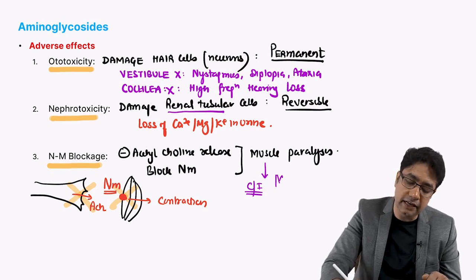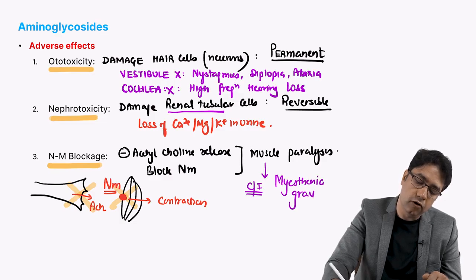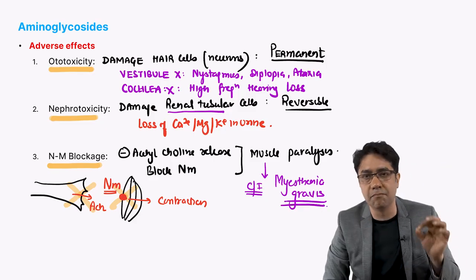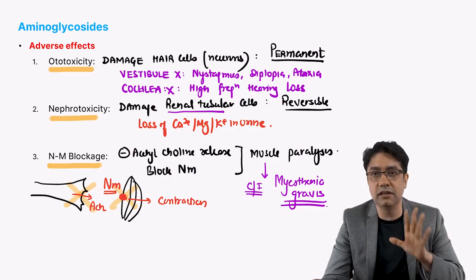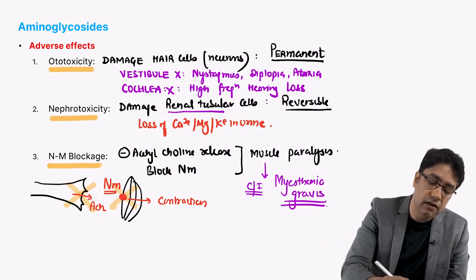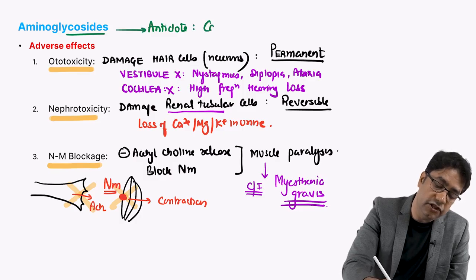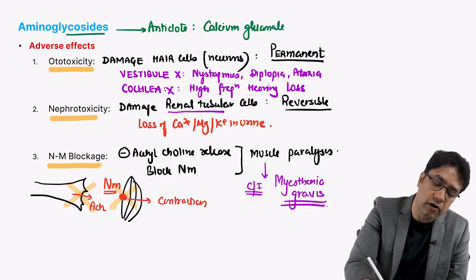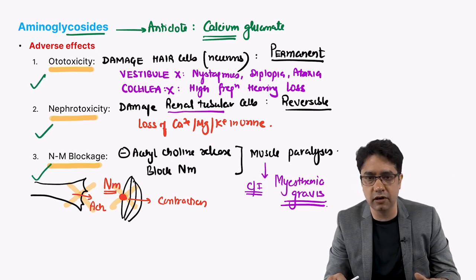That is why aminoglycosides are absolutely contraindicated in the autoimmune disease known as myasthenia gravis. So one question comes, sir, if there is ototoxicity, nephrotoxicity, what is the antidote? The one common antidote for any toxicity of aminoglycoside is to give calcium. So we give calcium gluconate as an antidote for aminoglycoside ototoxicity, nephrotoxicity and neuromuscular blockage.